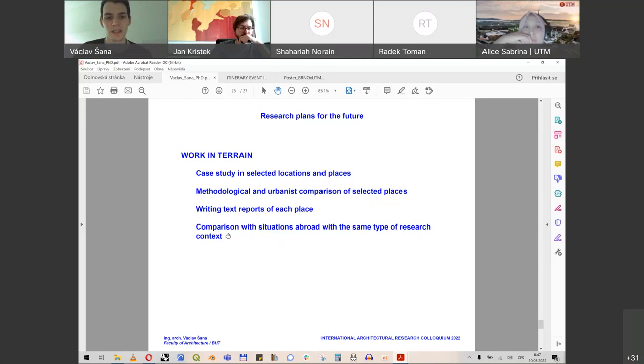And in the future, I would like to compare this situation with situations abroad in the same type of research context. So I would like to choose a similar area abroad, and try to do the same type of research and make a comparison between the context in the Czech Republic and the context in a foreign country.